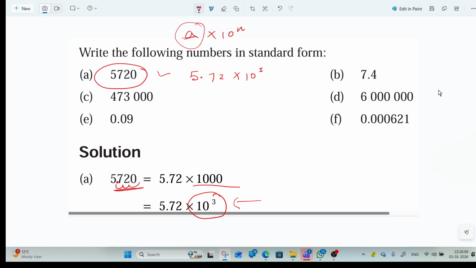Similarly, if you see this one, after 1, 2, 3, 4, 5, after 5 digits, you put the decimal.